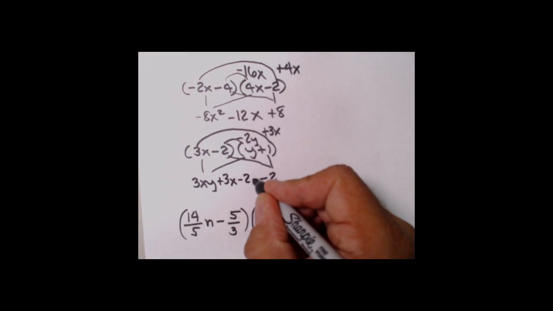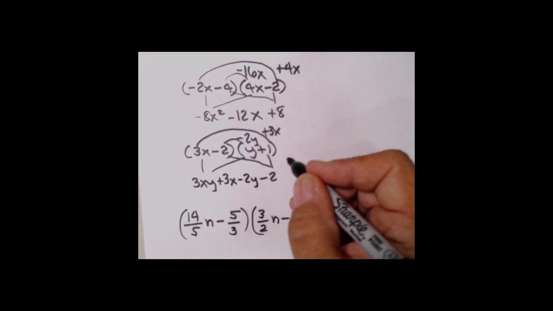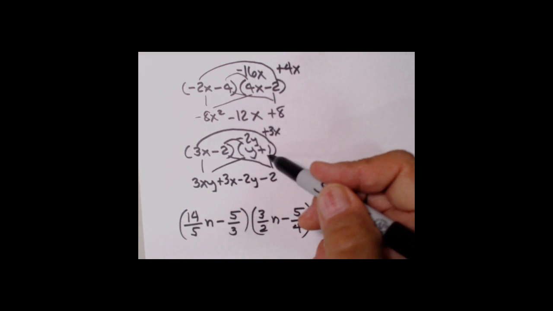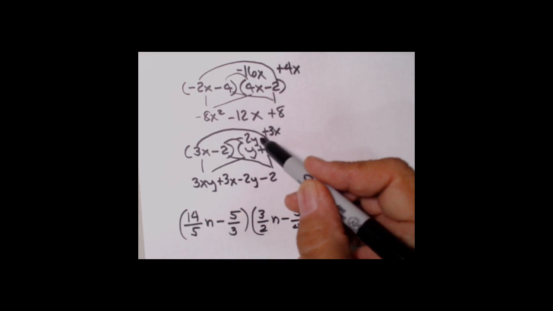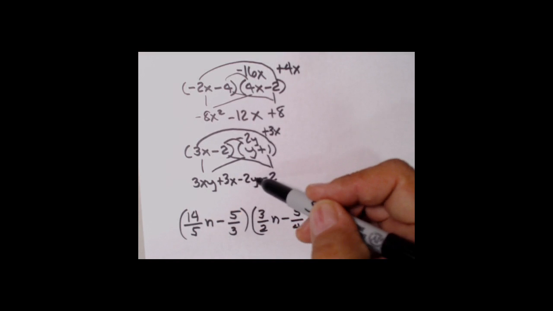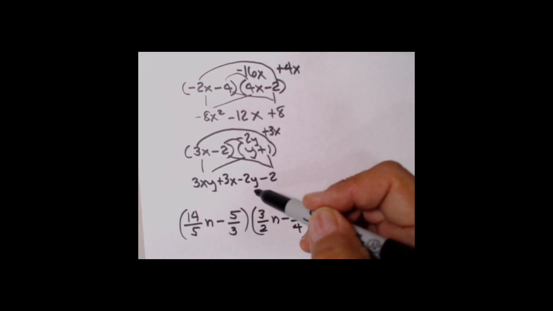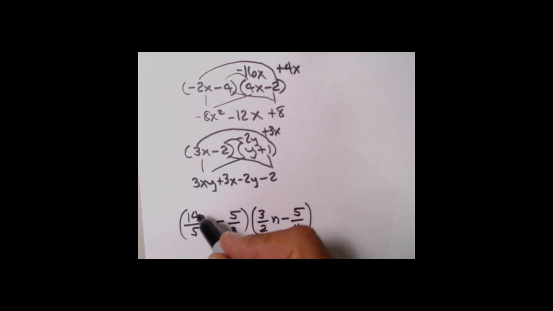And then the minus 2y. So there can be cases like this one we just had where the O and the I don't combine and we have to write them both separately. Okay, well, next up we got ourselves some fractions here.